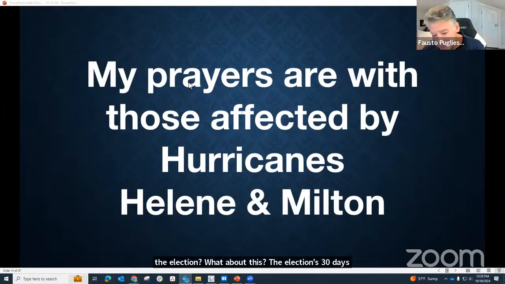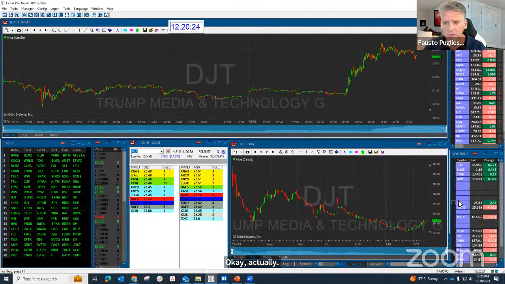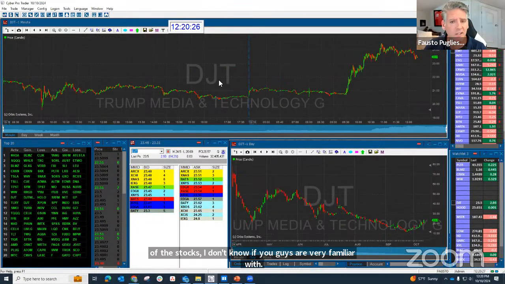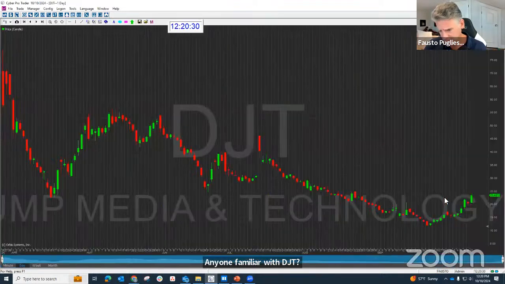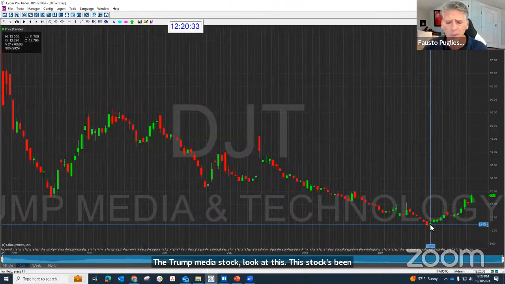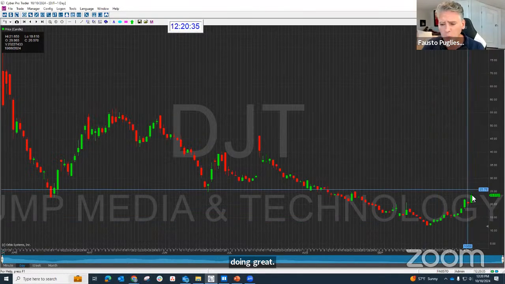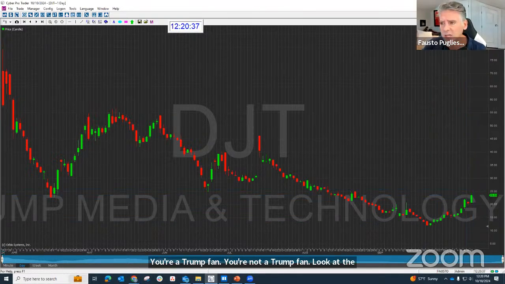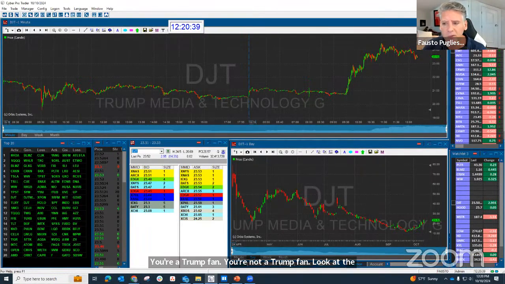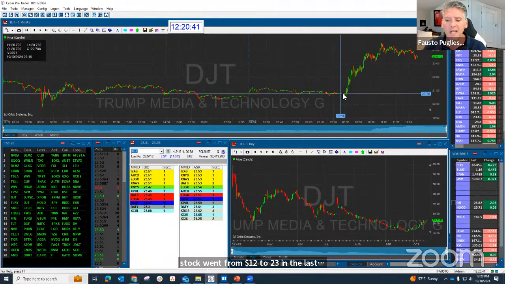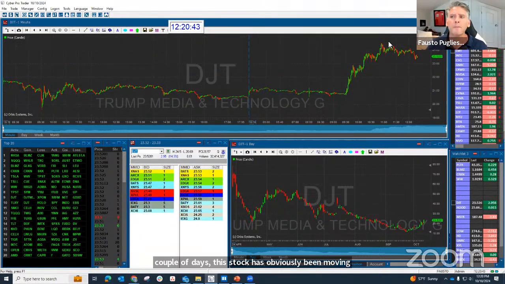Actually, one of the stocks, I don't know if you're familiar with, anyone familiar with DJT, the Trump media stock? Look at this. This stock's been doing great. You're a Trump fan, you're not a Trump fan, look, the stock went from $12 to $23 in the last couple of days. Today alone, it ran from 21 to 24.